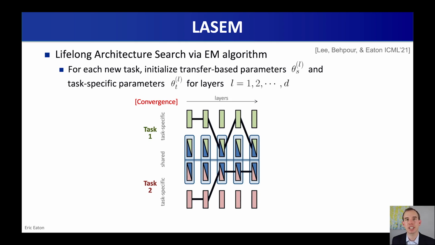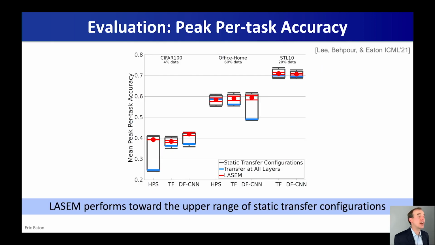And so, for example, in this case, you can see that task 1 has task-specific first two layers, followed by a shared layer, followed by a task-specific layer, followed by another shared layer, whereas for task 2, it's two task-specific layers followed by the rest all shared. So what we found was that incorporating architecture search into the lifelong learning process improves performance.